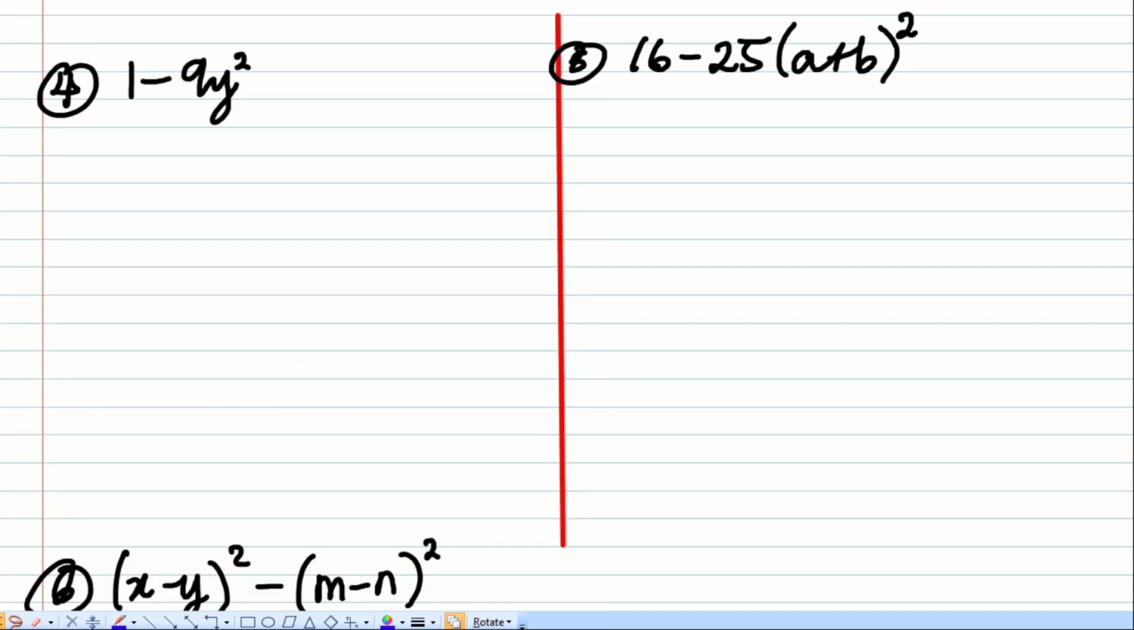So we have questions here. Now question number 4, we have 1 minus 9y squared. We're asked to factorize. Remember, the instruction is still the same, factorize.